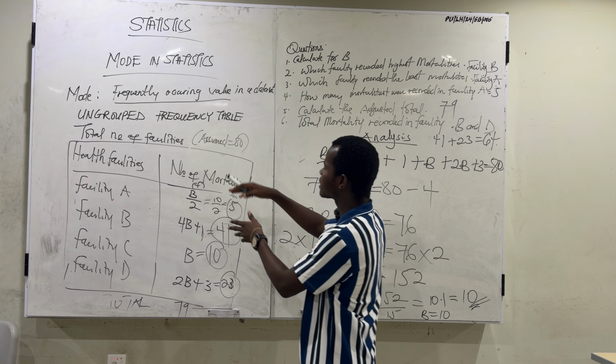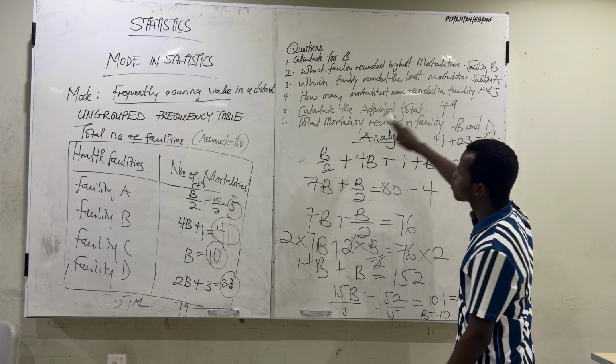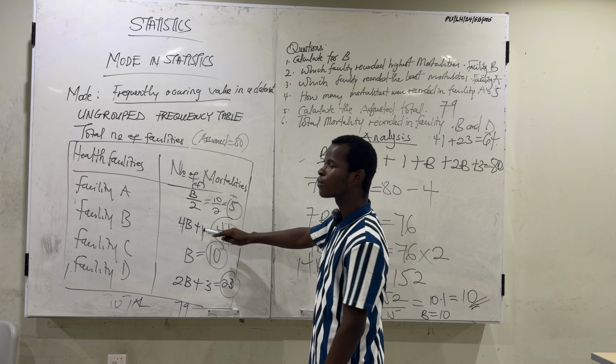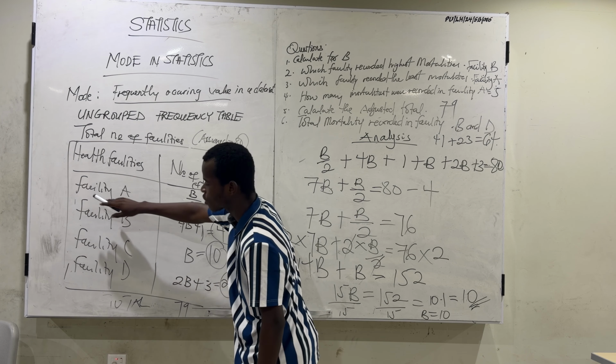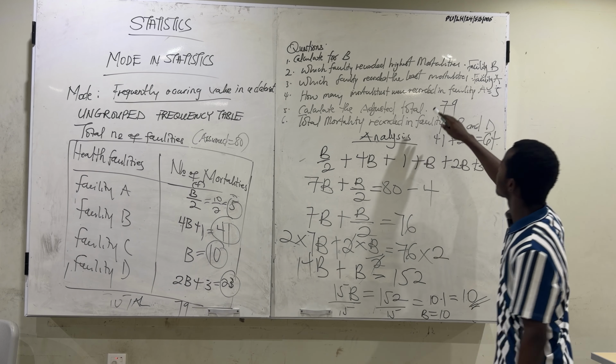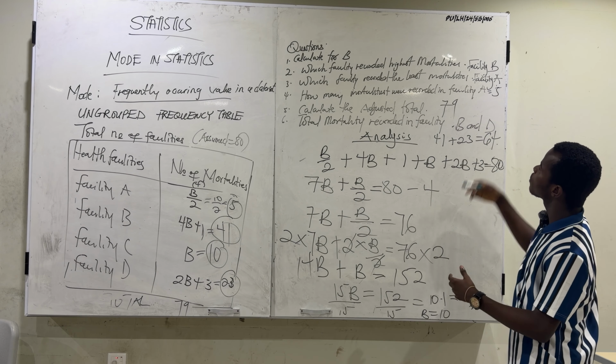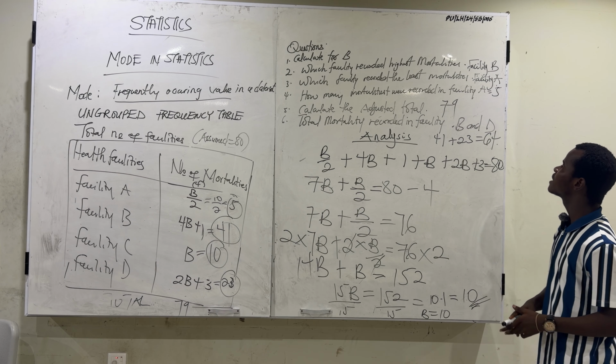Then you write the name of the facility as your answer. So from the table, the one with the highest frequency is facility B, which is 41. So 41 maps to facility B, the highest frequency or mortality. So facility B. And then which facility recorded the least mortality?